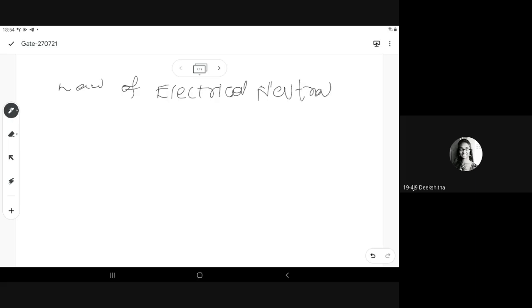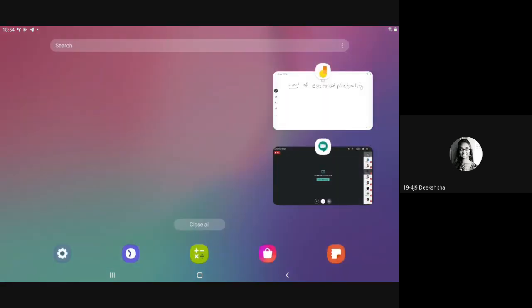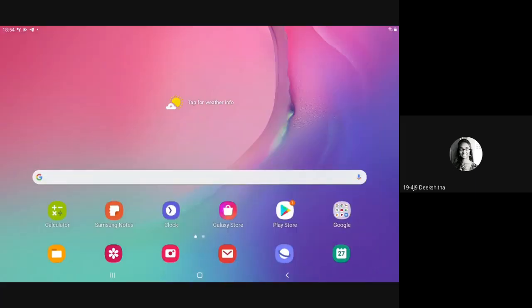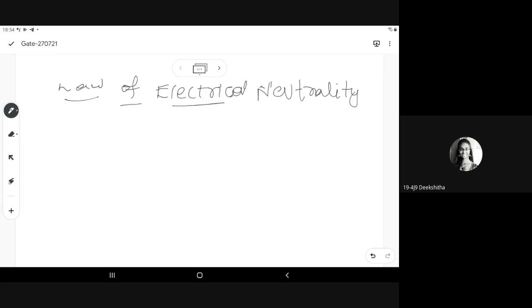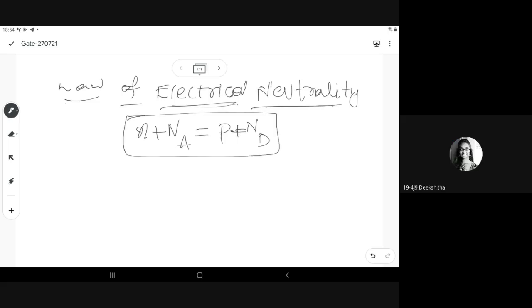we got the equations. The law of electrical neutrality relates the number of acceptor ions and the number of donor ions. What is that relationship? N plus Na: the net positive charge is equal to the net negative charge. Is it right? Yes, sir.